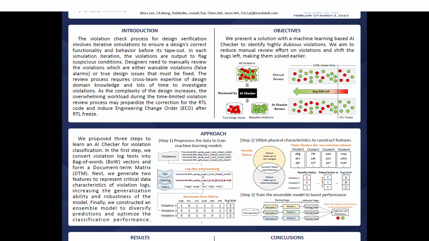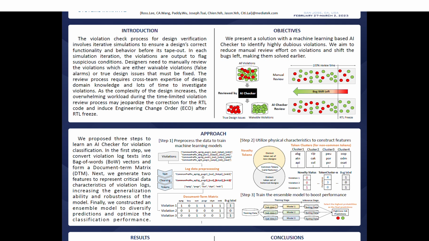Machine learning algorithms cannot work with raw text directly. Therefore, the text must be converted into numbers. Specifically speaking, vectors of numbers. We represent violation log texts as bag-of-words vectors. A bag of words is a representation of text that describes the occurrence of words within a document. We use it to encode each violation log. These columns are the union of all violation tokens. We concatenate these bag-of-words vectors with bug labels for all violations to get the document term matrix.